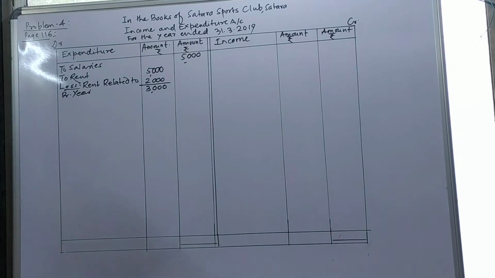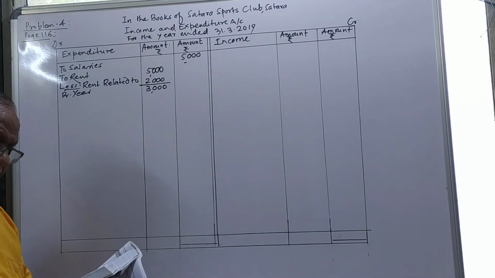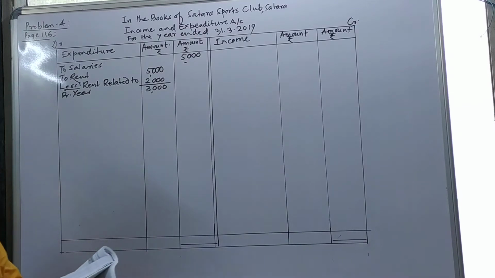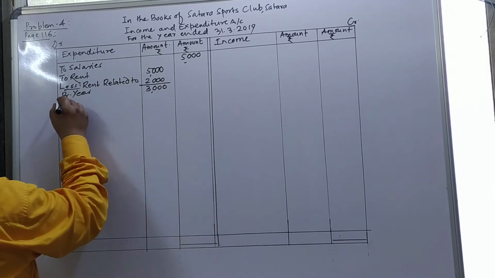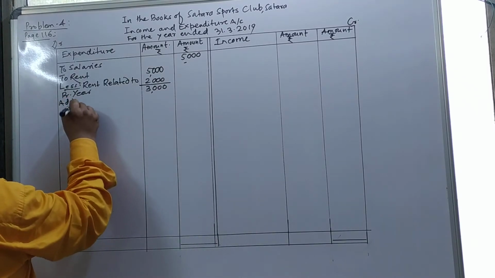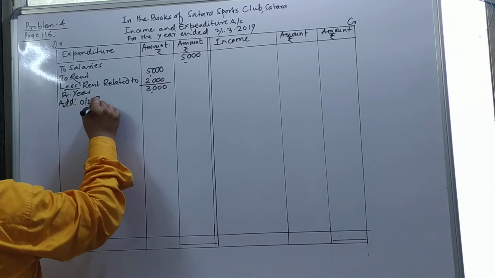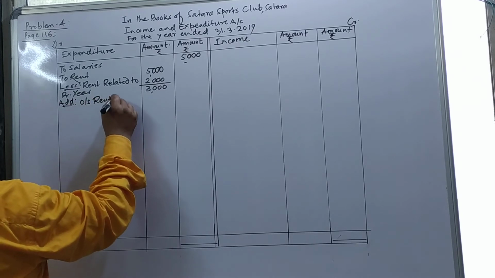And they have given the adjustment for rent. Just see the adjustment given to you for rent, number 2: outstanding rent for the current year is 1000. So we have to add outstanding rent for the current year.